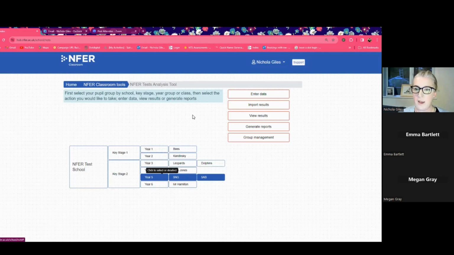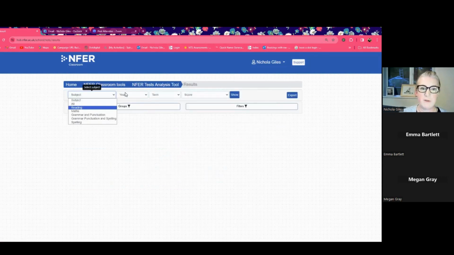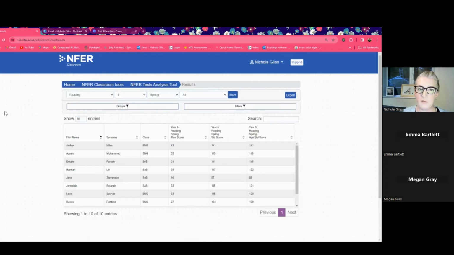So now on year 5, I'm going to go again. Remember that view results. I want to look at reading. I'm year 5, spring term all. So again, you're seeing that pattern of a class or a year group of their raw score, standardised and age standardised. Remember, these pupils are now older. They've been in the school much longer, and you may have been using NFER for some time in your school.